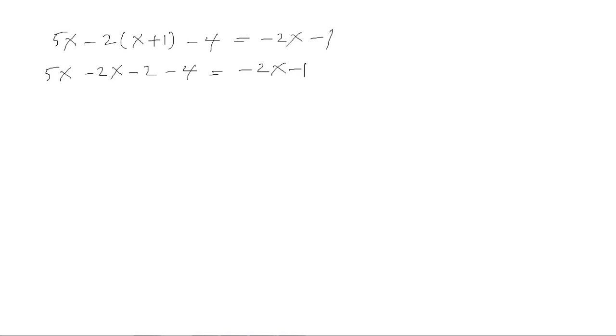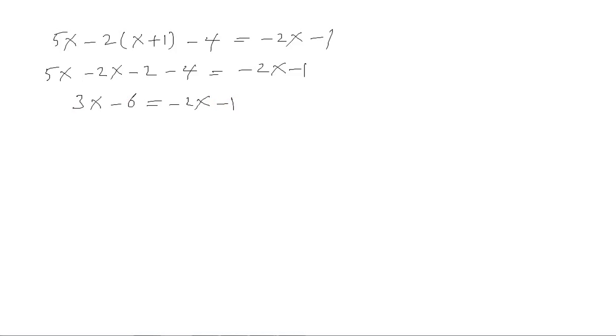Next, I would simplify this expression here. I have 5x minus 2x. These are like terms. I just need to add up the coefficients. 5 and negative 2 gives me 3x. And minus 2 minus 4 is minus 6. Equals minus 2x minus 1.